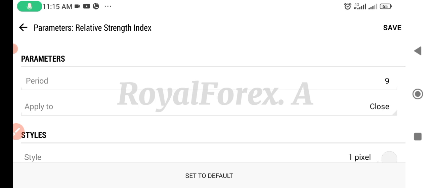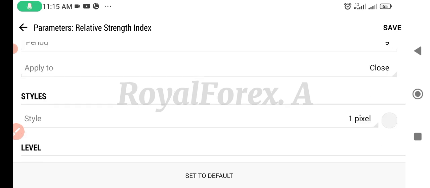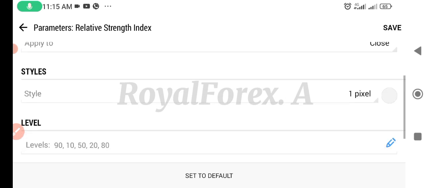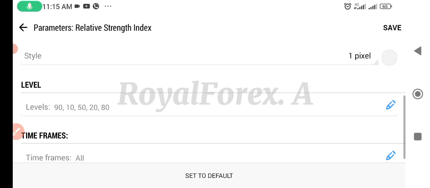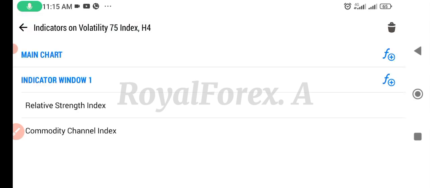We have our RSI relative strength index. The period is 9. You apply it to close and you can see the style is 1 pixel. Then you change the background color. Mine is white, so if your own is black, you change it to black. Then we have our level 90, 10, 50 and 20. Then you click on save.